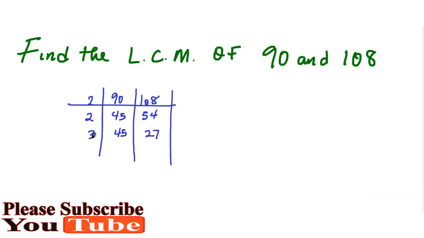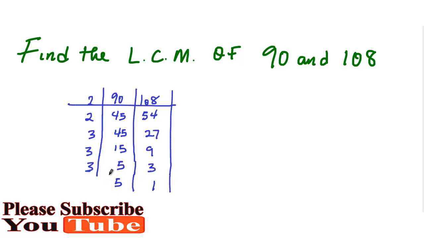So we can pick the next number, which is 3. So 45 divided by 3 will give us 15, and 27 divided by 3 is 9, right? That is 9 times 3, 27. Then we can still move on using 3. So 3 in 15, that is 5, and 3 in 9, that is 3, right? Then what else? Let's pick 3 again. 3 in 5 is not possible, you return 5, and 3 in 3 is 1.